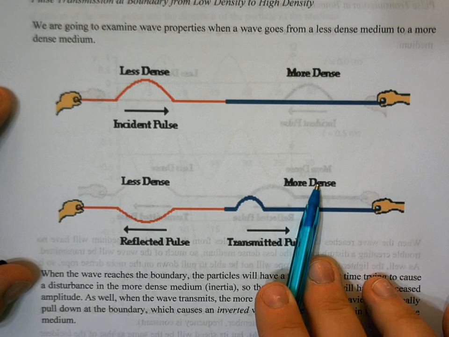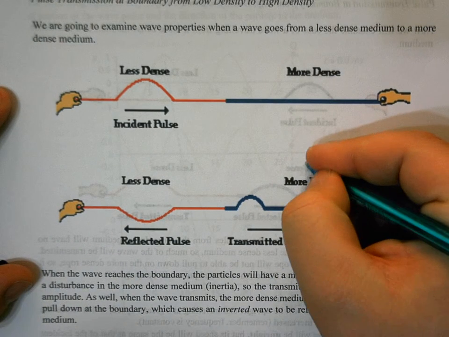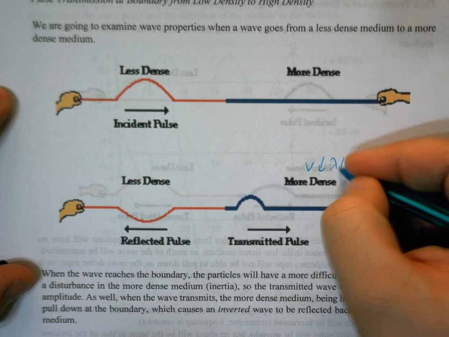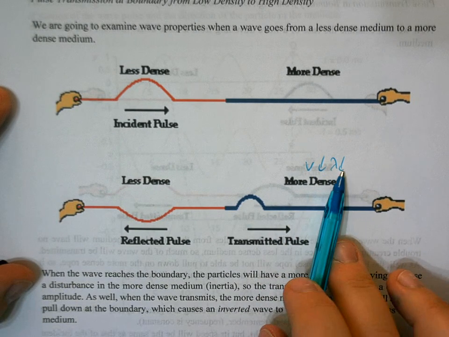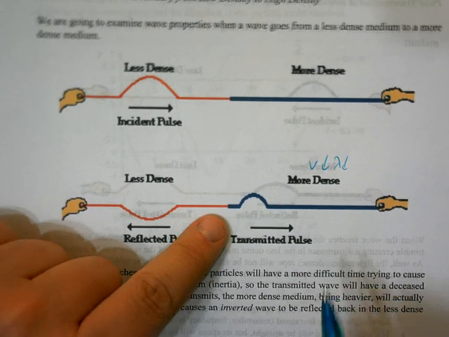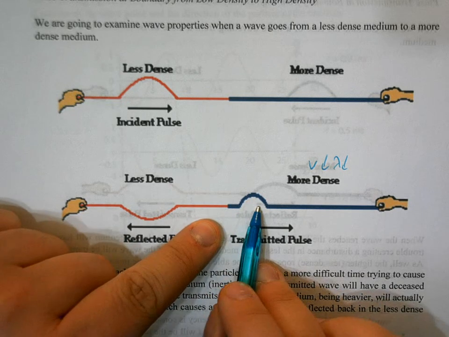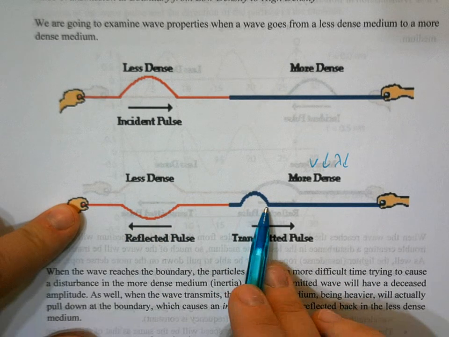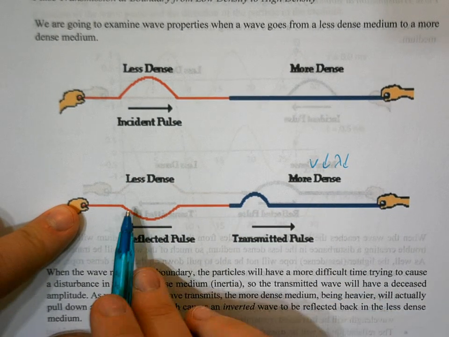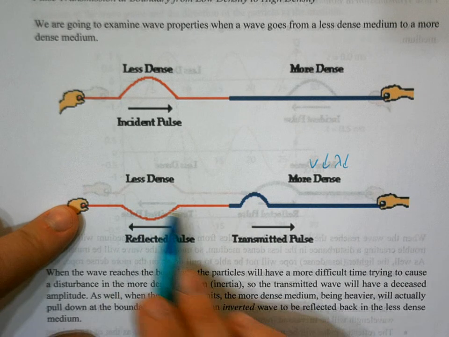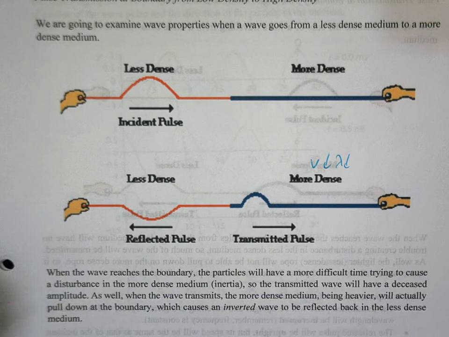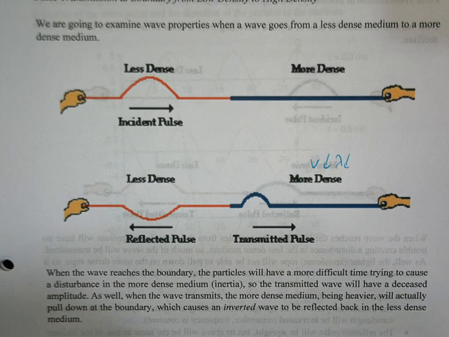Since this is a more dense medium, when we go to a more dense medium, the speed's going to go down. The wavelength is also going to go down. So you'll notice that the wavelength, this distance is actually half of a wavelength, but you'll notice that it's much shorter than here. So we are decreasing the wavelength and decreasing the speed, which we expect going to a more dense medium.